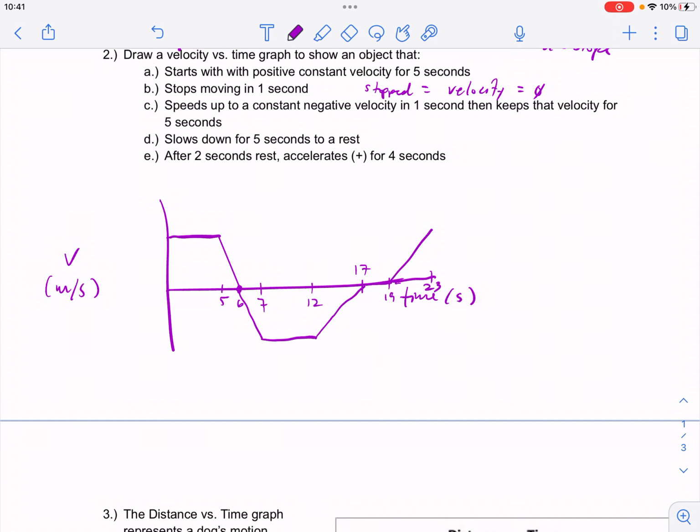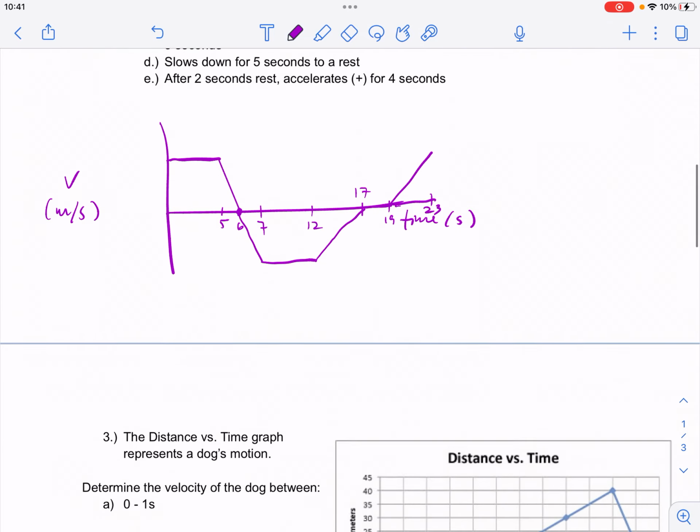So more complex, I think, than what you'll actually be asked to draw, but it's still helpful to think through these different types of motion and what they would look like on a position versus a velocity graph.